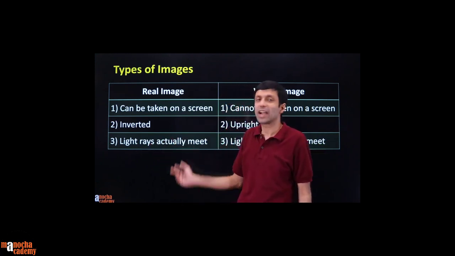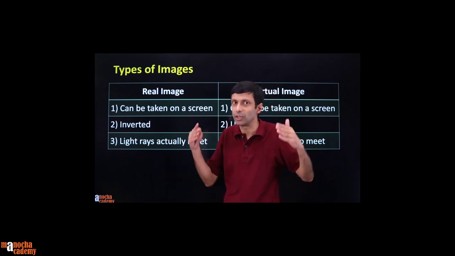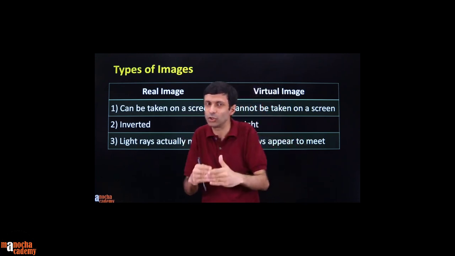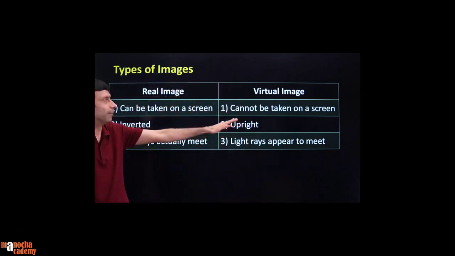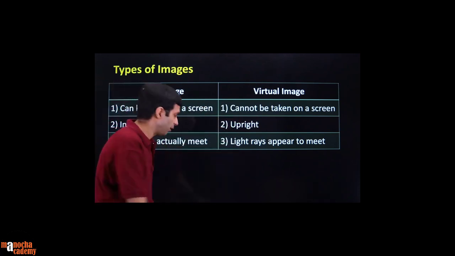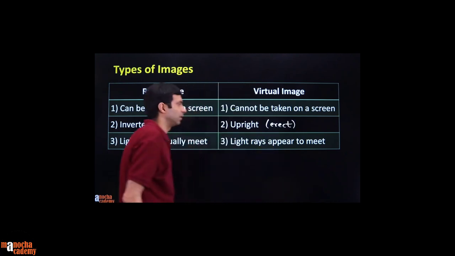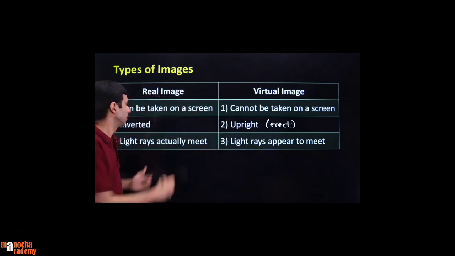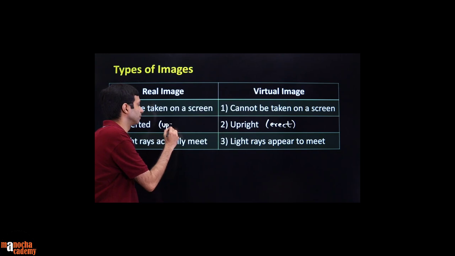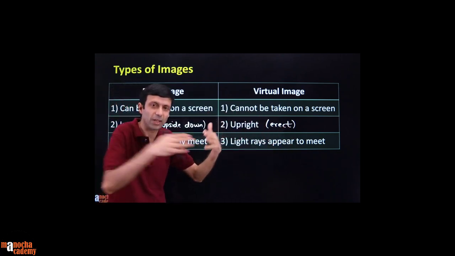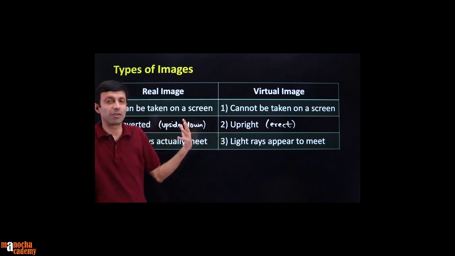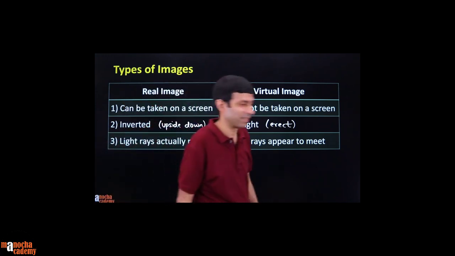And light rays actually meet at the point. So real means the light rays are actually meeting to produce the image. Whereas a virtual image cannot be taken on a screen. So a real image can be taken on a screen, a virtual one cannot. A virtual image is always upright, or we say erect, while real images are upside down, inverted. Inverted means upside down. And in a virtual image, the light rays don't actually meet; they only appear to meet, seeming to be coming from a point. We'll see that. This is an important thing you should remember for the next class.